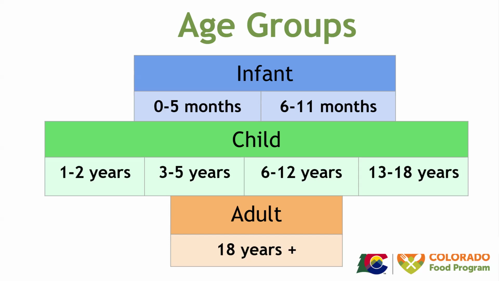Infants are broken into birth through 5 months, and then 6 through 11 months, which takes the infants all the way to their first birthday. The child meal pattern is divided from 1 to 2 years, 3 to 5 years, 6 to 12 years, and 13 to 18 years. And then the adult meal pattern is for anyone ages 18 and up.